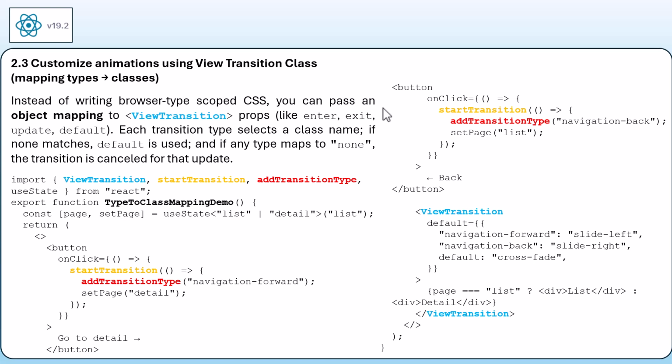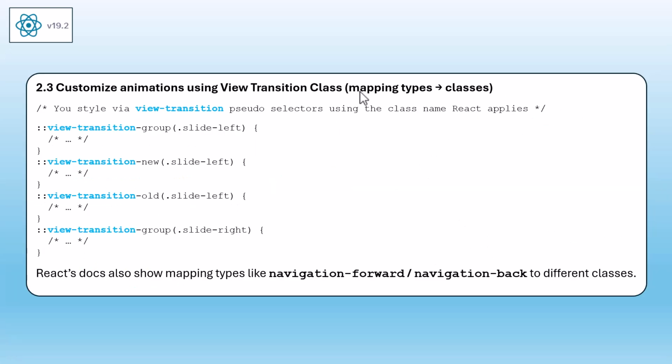2.3. Customize animations using View Transition class. In addition to the browser native mechanism, you can also customize animations by passing a set of rules to the View Transition class. This works as a mapping. Each transition type can activate a particular animation class. If several types apply, they are combined. If none applies, a special default entry is used. If any type maps to none, then the visual transition for that update is cancelled.